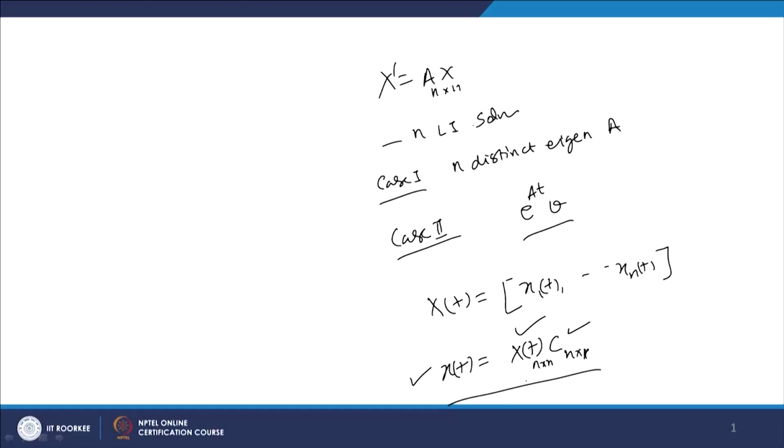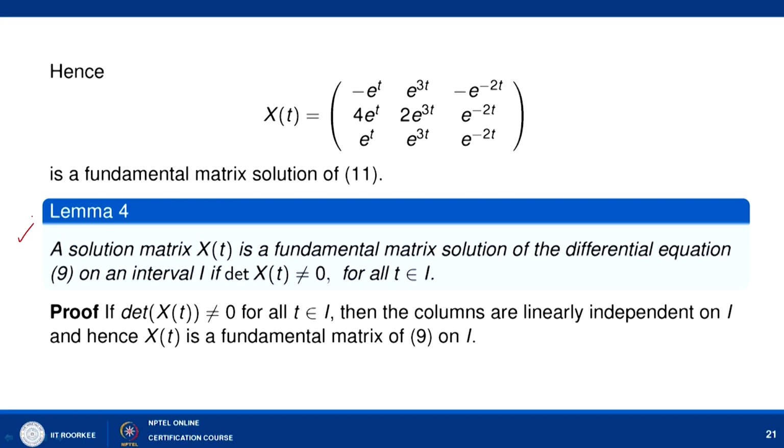Now our aim is to find the fundamental matrix solution X(t) and look at its properties. So we observe the following lemma. The lemma says that a solution matrix X(t) is a fundamental matrix solution of the differential equation on some interval I if the determinant of X(t) is not equal to 0 for all t belonging to I. So any solution matrix X(t) will be a fundamental matrix solution provided that the determinant of X(t) is non-zero for all t in I.